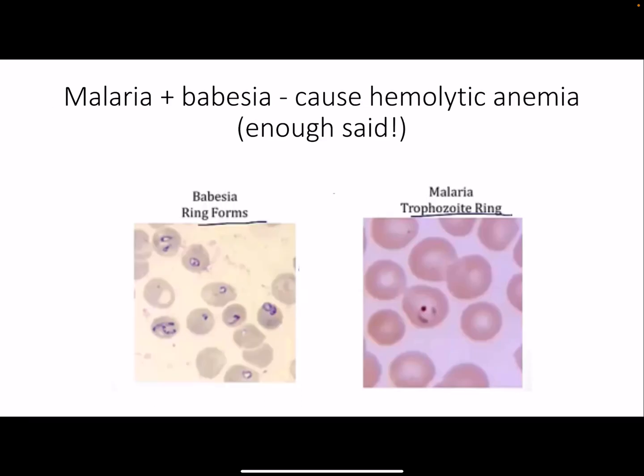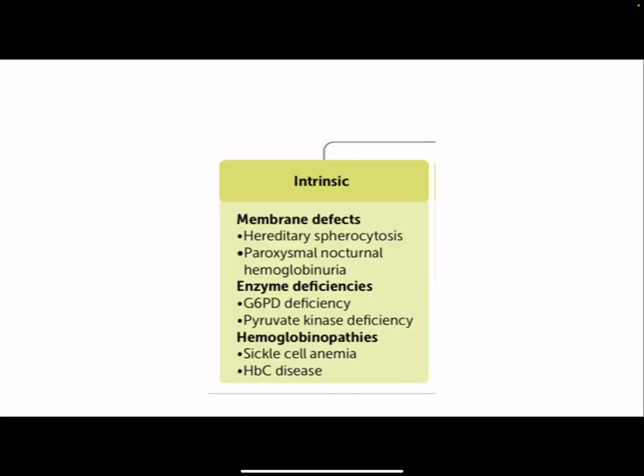And then lastly, we have malaria and babesia, probably the two major pathogens which could cause a hemolytic anemia. You get rings with babesia, and you also get rings, but they're trophozoite rings with malaria, so slightly different, and stuff that we'll go into a lot more detail on in the bacteria and pathogen parasite section. So that was extrinsic. Let's look at intrinsic.